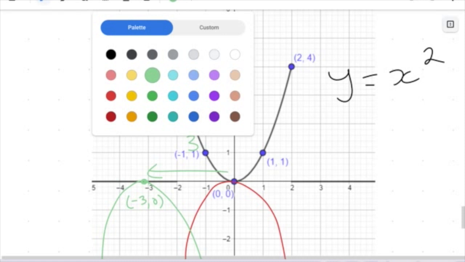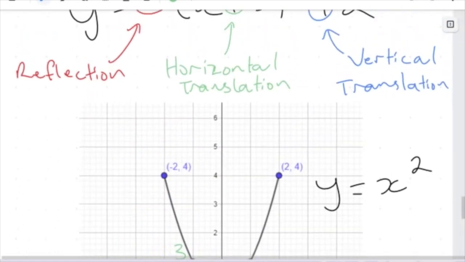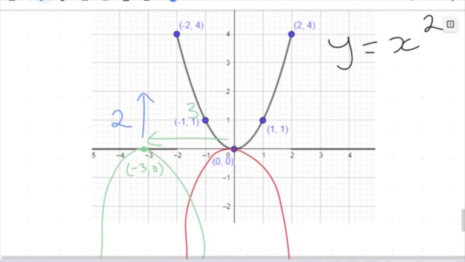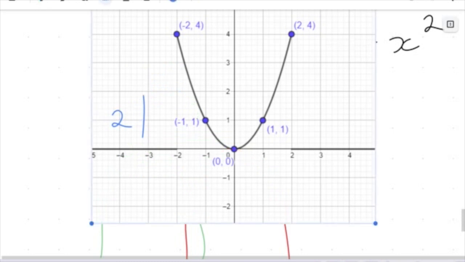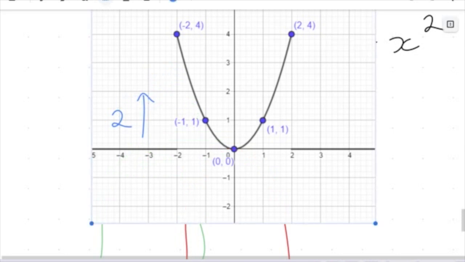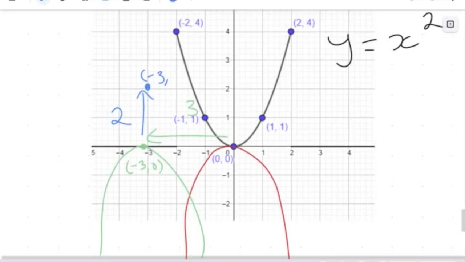And I also want to go 2 units up here. So my new turning point is going to be negative 3 still, because my x isn't changing, only my y is changing, and my y is going up by 2 units.